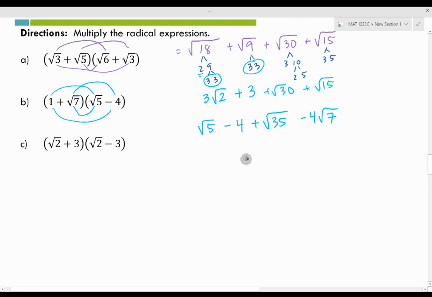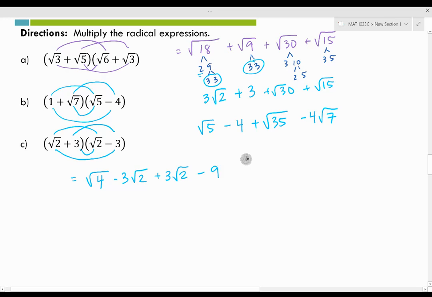And then now let's look at the third one. We've got square root of 2 times square root of 2. That's square root of 4. Square root of 2 times negative 3, that's negative 3 square root of 2. Inside, that's positive 3 square root of 2. And the last one, that's negative 9.